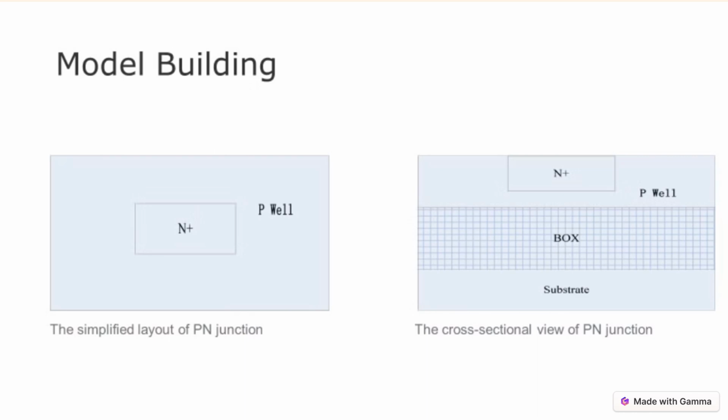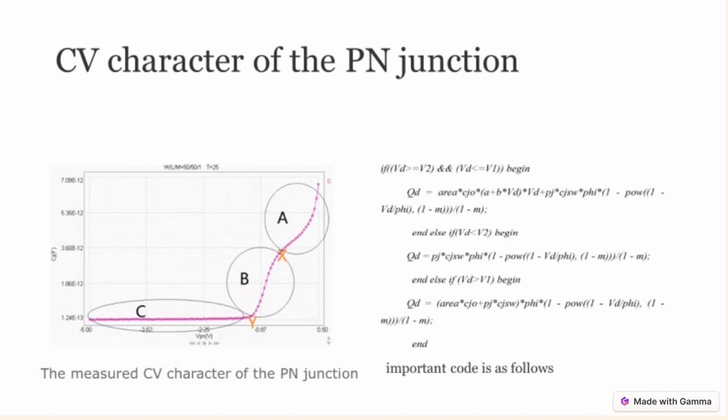In this slide, we figure out the measured CV characteristic of the PN junction. It is shown that the curve is not smooth like a normal diode, and it can be divided into three parts according to the working conditions: Part A, Part B, and Part C.